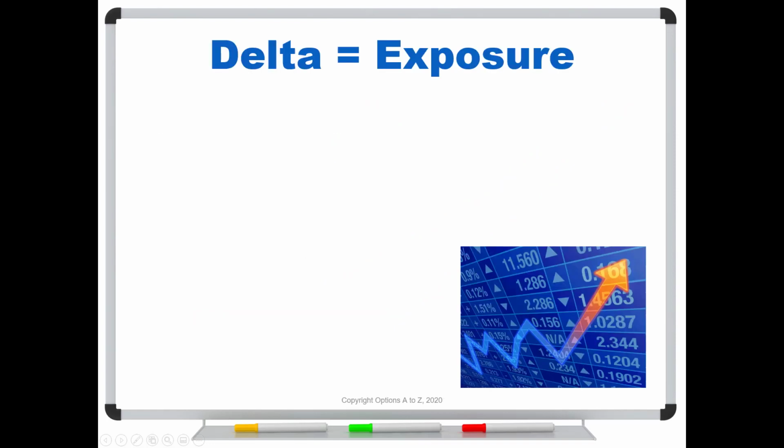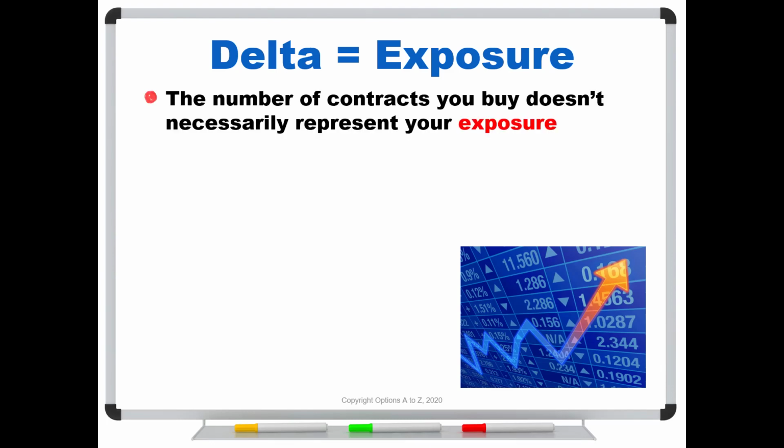So the thing to remember is that delta equals exposure. The number of contracts you buy doesn't necessarily represent your exposure. It might represent how many shares you can exercise into if you decide to, but that doesn't mean it's behaving like that number of shares today.